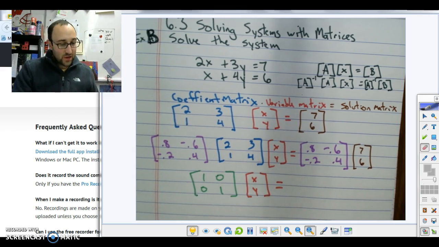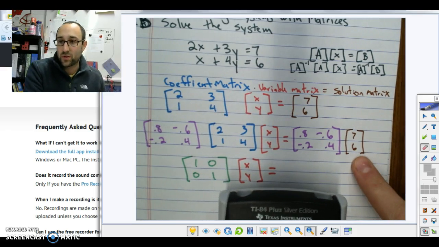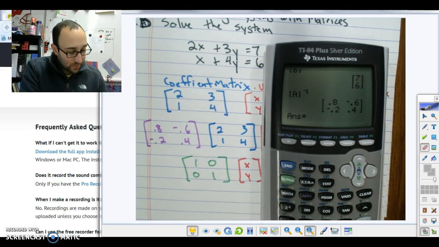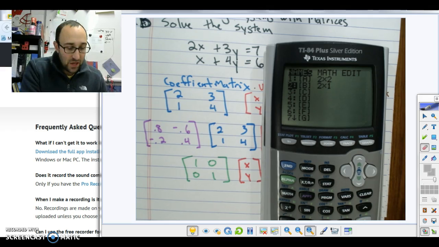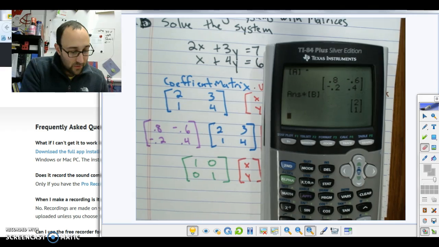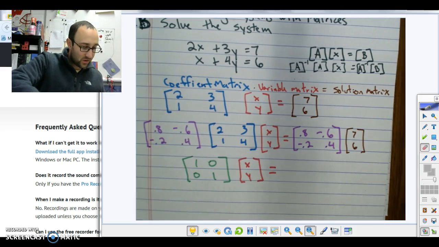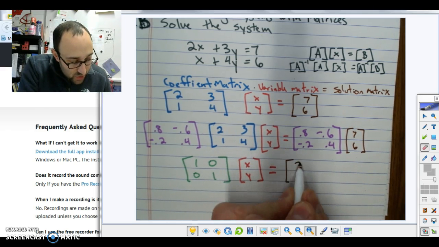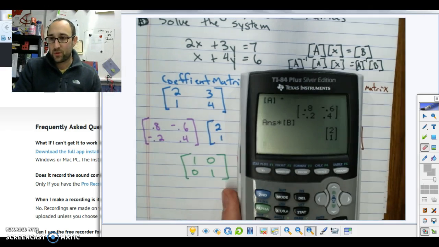Now I'm going to take my inverse matrix A, use my graphing calculator, and multiply it by that matrix 7, 6. I'm going to go to the matrix menu and pull up my matrix B right here, which is 7, 6. And if I do that, I end up with 2, 1. So I'm going to put that right here in brown. It is the matrix 2, 1. So you see how we got that here, 2, 1.